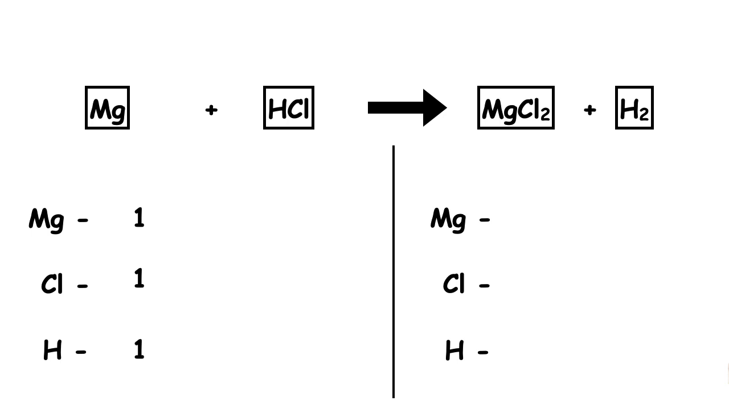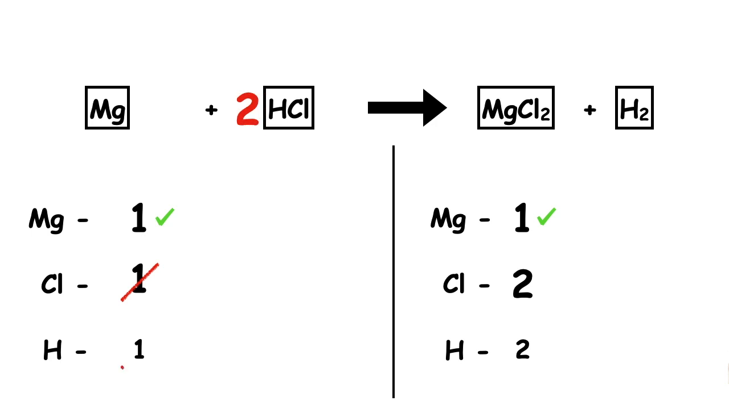On the right hand side, how many magnesiums do we have? We have 1. Chlorines, we have 2. And hydrogens, we have 2. We start at the top of our shopping list. Magnesiums on the left, we have 1. Magnesiums on the right, we have 1. They balance, so we can tick them off. How many chlorines do we have on the left? We have 1. How many chlorines do we have on the right? We have 2.